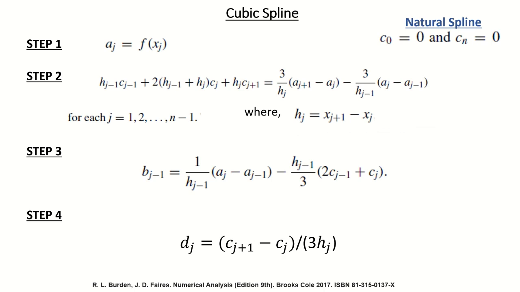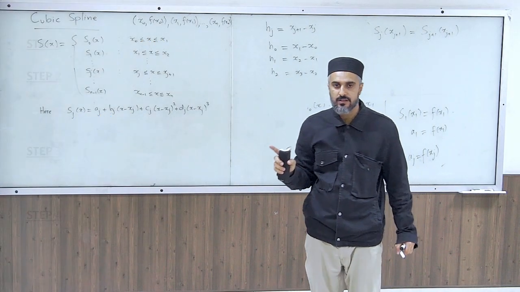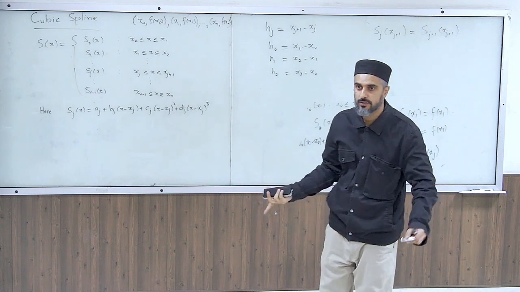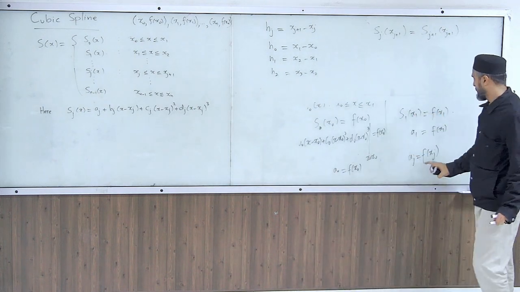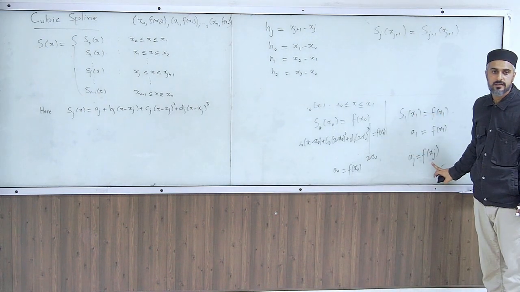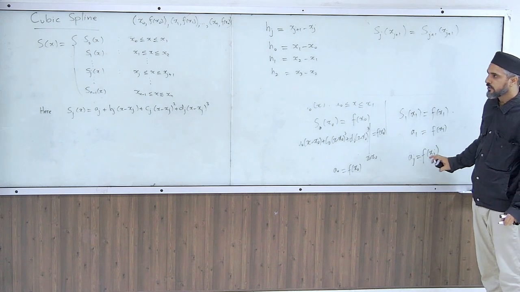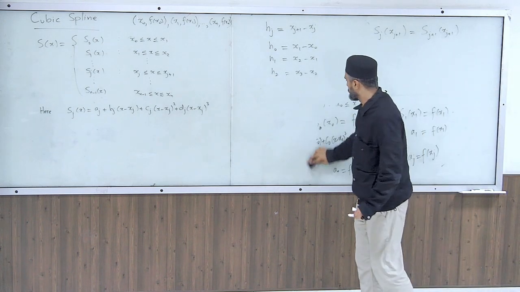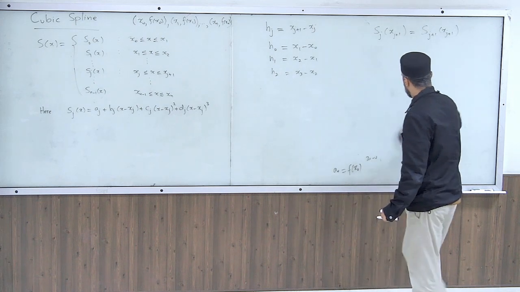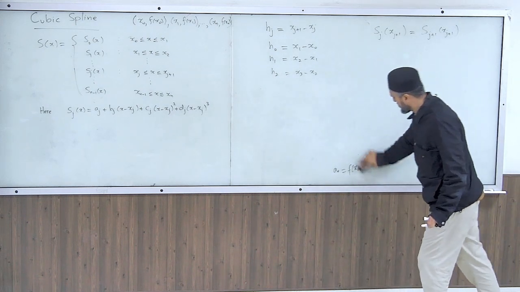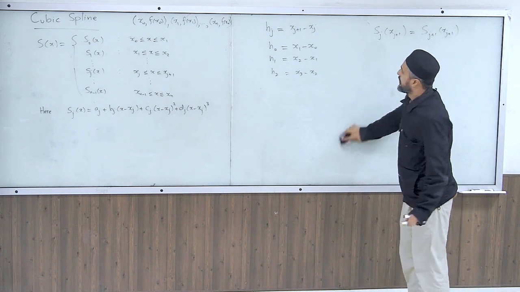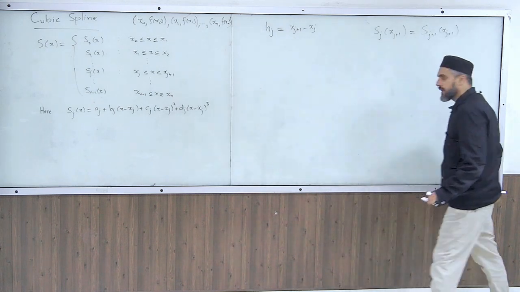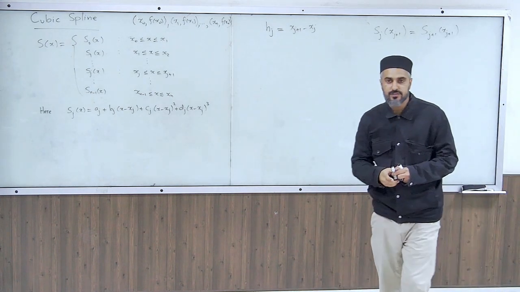If you see on the right hand side, what is it? The aj's. We already know the values of the aj's. They are the function values given in the data set. So by this equation number 2, we will be able to get the values of the cj's.